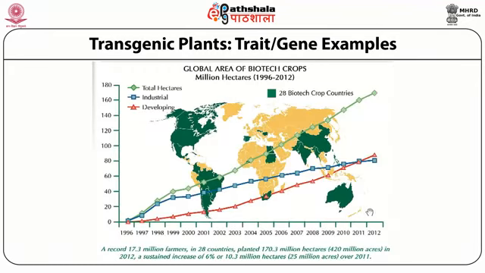Global area of these transgenic crops, with data taken up to 2012, indicates that the global area is continuously increasing. You can see in this same graph that in the developed countries, the area covered by transgenic crops is now getting flattened after 2009 onwards, whereas in developing countries, it's going on increasing. In other words, more and more developing countries are adopting transgenic crops for cultivation.